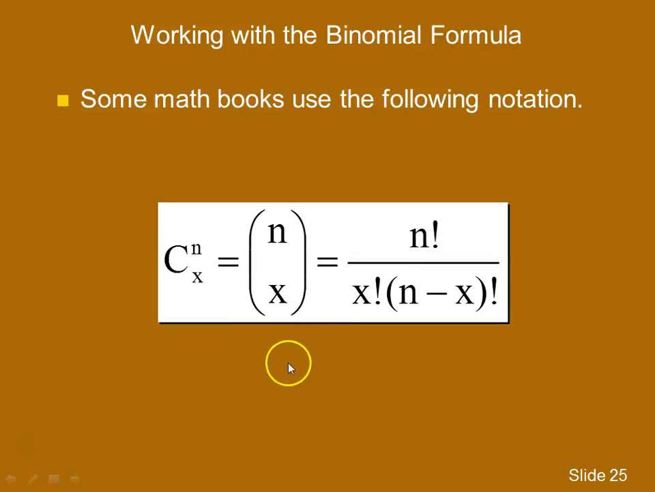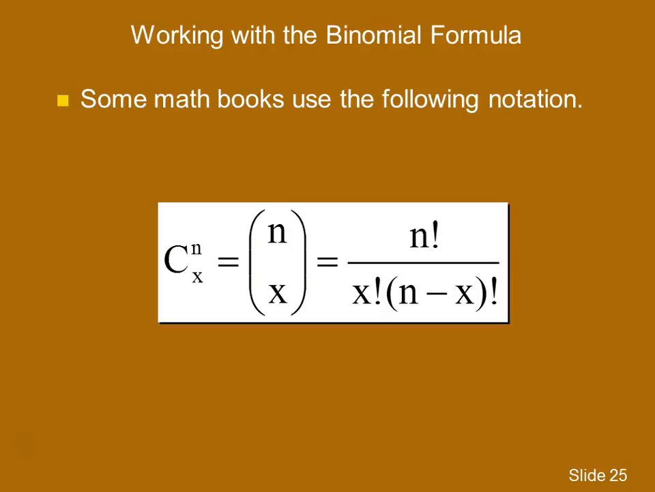Some books use the following notation for the combination formula. Some books will put it in brackets, n x. Some books will call it C n x for the number of combinations of x successes in n trials. But regardless of which of those notations you use, it's still calculated in the following way: n factorial over x factorial times n minus x factorial.